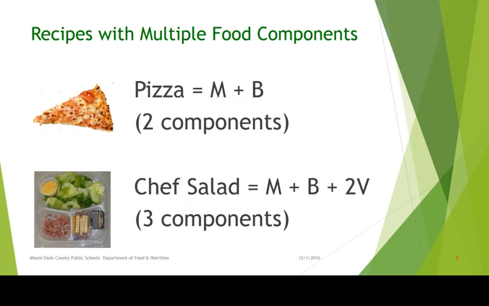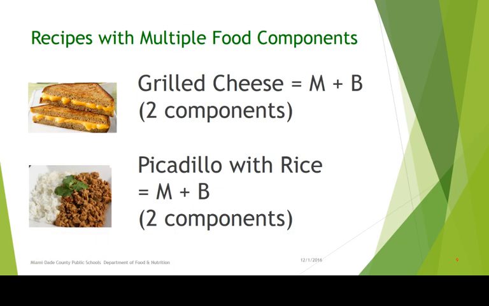Recipes with multiple food components are pizza, which equals a meat and a bread, so you have 2 components in 1 item. The chef's salad equals a meat, a bread, and 2 vegetables. So in this recipe, you have 3 components in 1 recipe or item. Other recipes with multiple food components include grilled cheese, another meat and bread item, and picadillo with rice, also a meat and bread item. We cannot emphasize enough the importance of reviewing recipes for multiple reasons, such as the recipes change. Staff have to know proper portion sizes, and cashiers need to know components and which combinations make a reimbursable meal. Also, not to mention, recipes need to be printed for items that use the SR or C recipe code on production and menu records.